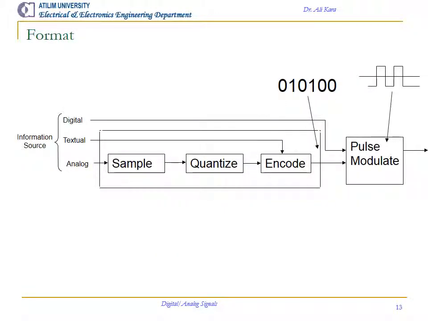Format. Now we shall see the components of the digital communication system part by part. Formatting takes the information source, in any form, digital, textual or analog, and formats it into a digital bit string. As you can see, different types of message signal undergo different routines in the format.